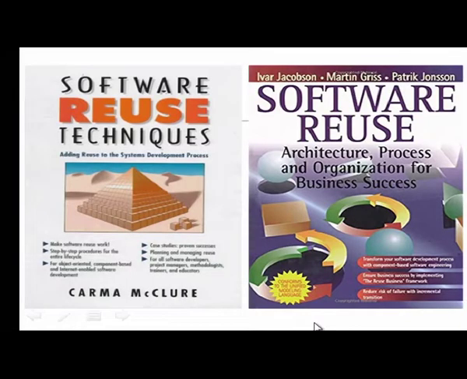Software Reuse by Ivar Jacobson, Martin Griss, Patrik Jonsson, this is more towards object oriented software engineering. That object orientedness is seen in reuse based OOSE. So both are very good books, both are very good approaches. Right now we are not able to do so much on this. This is proving to be difficult. That's an intriguing factor.